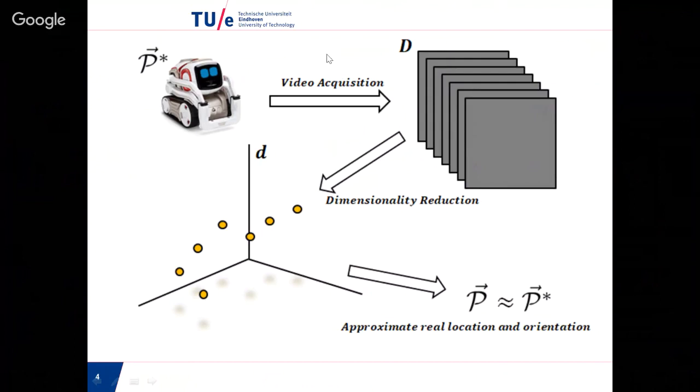Since the data is inherently high dimensional because it's video images, we will be attempting a dimensionality reduction that will still be capturing interesting properties of the data. From this dimensionality reduction, we'll try to approximate the real location and orientation from which each of the images was taken.